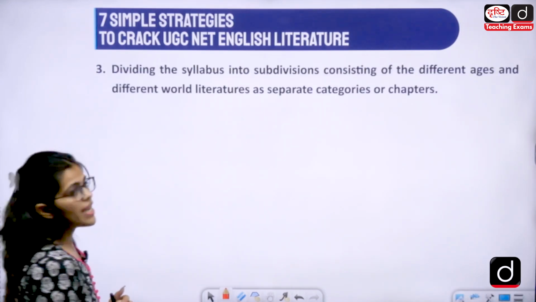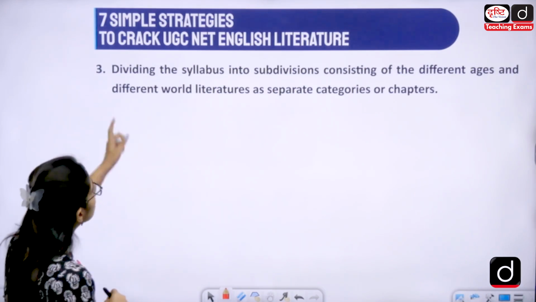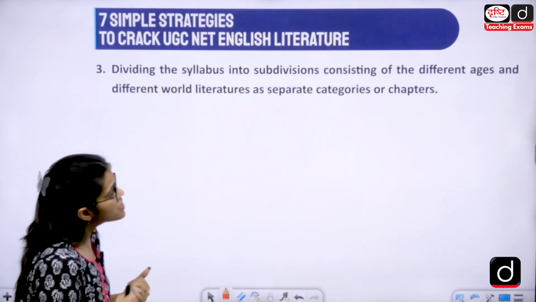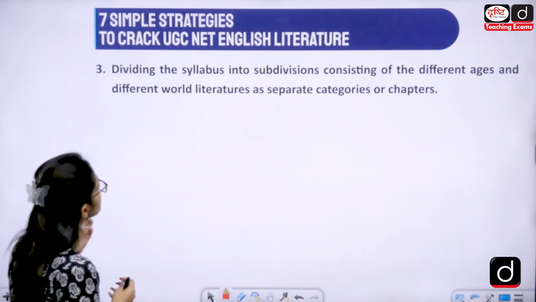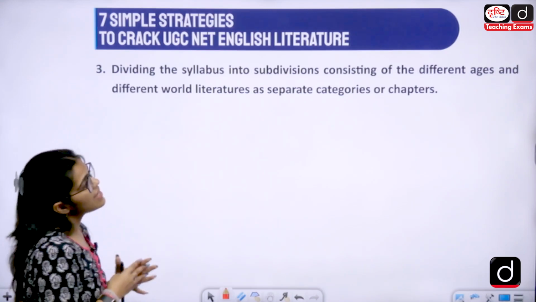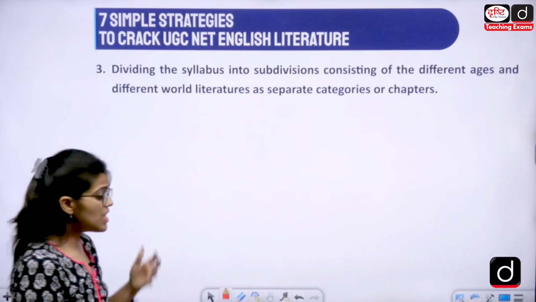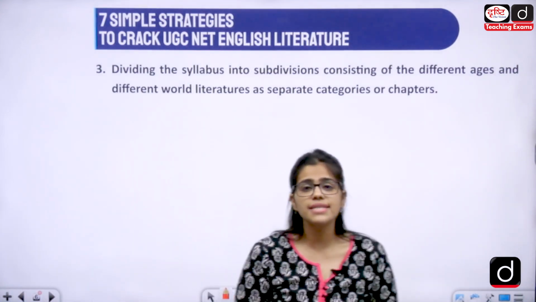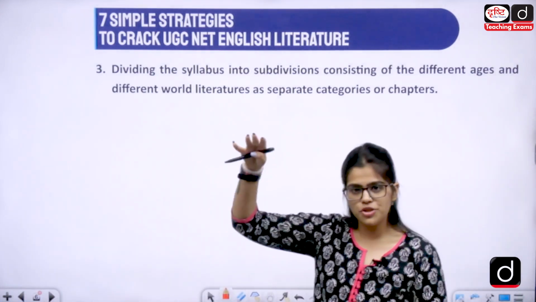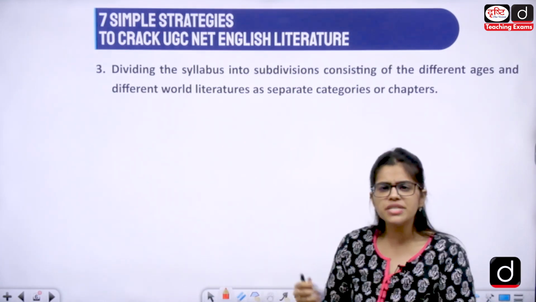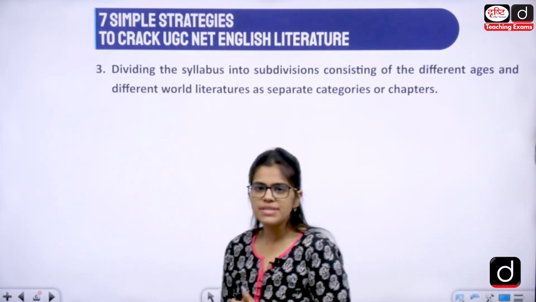The third advice and the third strategy is dividing the syllabus into subdivisions consisting of different ages and different world literatures as separate categories or chapters. Now, when you look at the syllabus, you will see that it is given in the form of first poetry, then fiction. In this manner, your syllabus is divided.